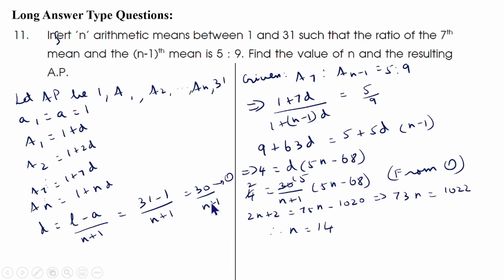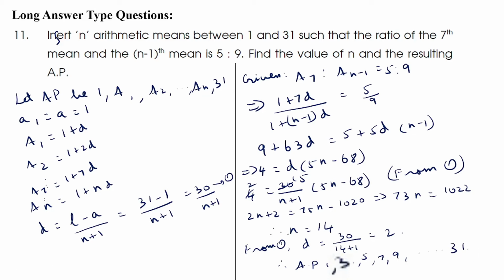So from here we can find d. From 1, d is equal to 30 by (14 plus 1). So it is 30 by 15, which is 2. So the required arithmetic progression is 1, 3, 5, 7, 9 up to 31. So we were asked to find n and the required arithmetic progression.